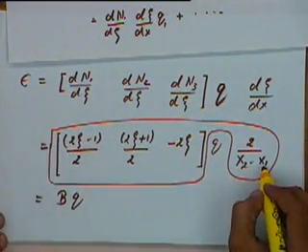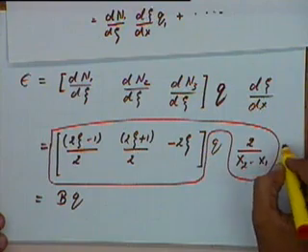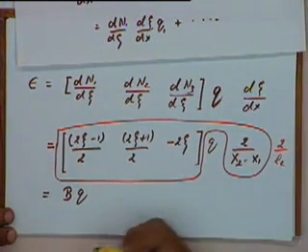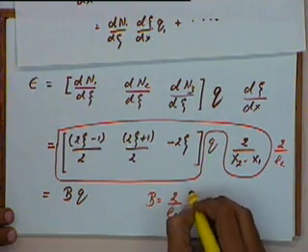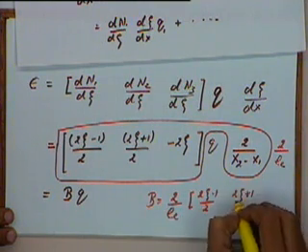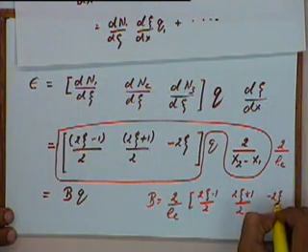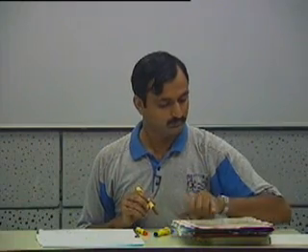x2 minus x1 is nothing but the length of the element, so this will be 2 divided by LE. So B will be equal to 2 divided by LE multiplied by 2 zeta minus 1 by 2, 2 zeta plus 1 by 2 and minus 2 zeta. Any questions up to this point?